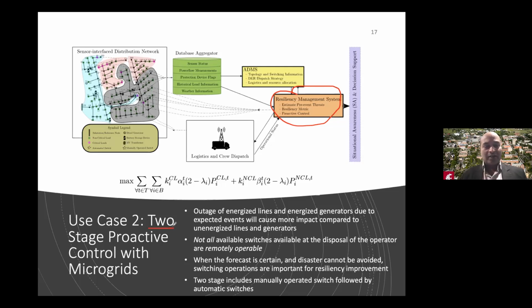So in stage 1, open manual switches. Stage 2, open the remotely operated switches. Of course, automatic switches are not a question because they have their own intelligence to open. The goal here is to maximize the critical load. So we have this critical load, and then we have a non-critical load, which has less priority, but we also want to capture it in a certain way as much as possible.